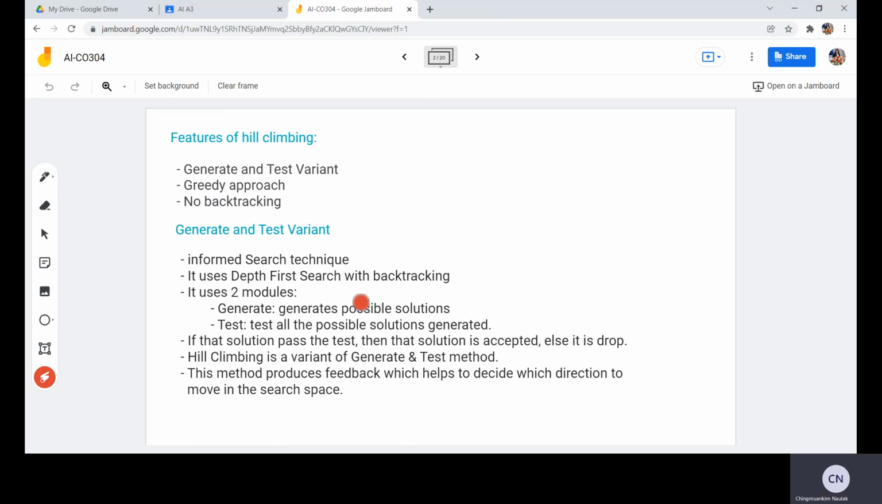Now, let's move on to the next. What are the features of the hill climbing technique? There are three features which I have written down here. First is generate and test variant. The second is greedy approach. And the third is that it requires no backtracking. Now let us look at the first feature, generate and test variant. The hill climbing technique is a variant of the generate and test method, and this generate and test variant comes under informed search technique.